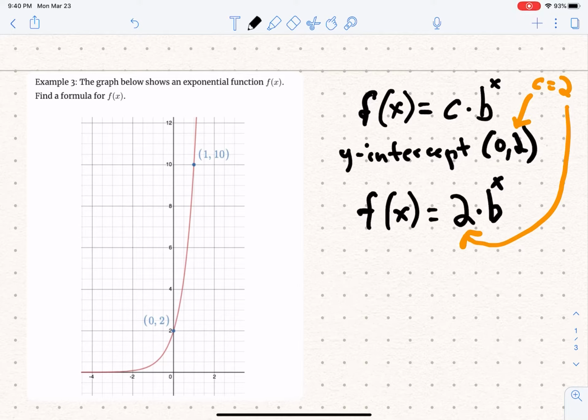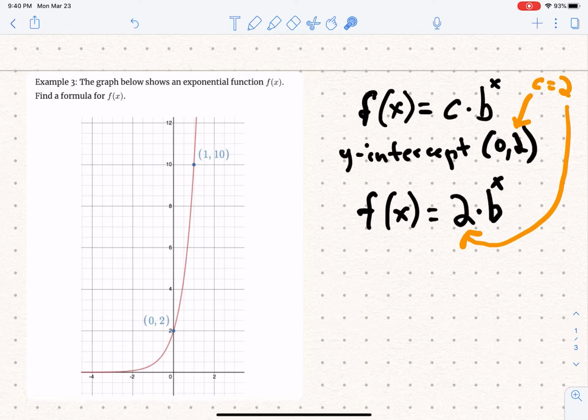Okay, so here's how we do that. We have one other point on this function. It's the point, not here, but here. You can already tell, you should think about whether the base is going to be greater than 1 or between 0 and 1. That's something we can tell by looking at the shape of this graph. Since it goes up to the right, we know that the base must be greater than 1. That's just a conclusion we've gotten so far. It doesn't tell us what the base is, but it's something.